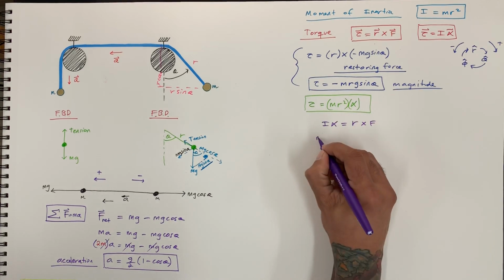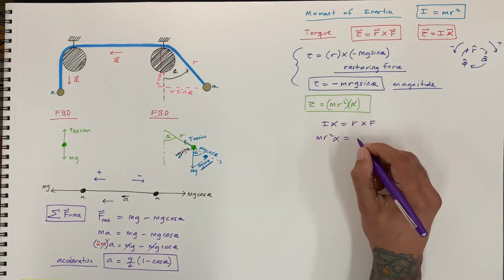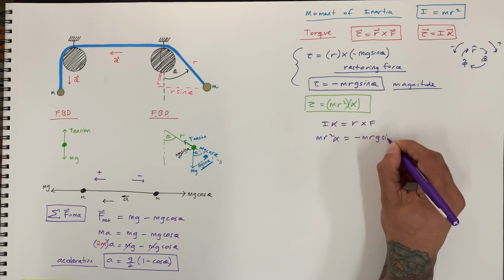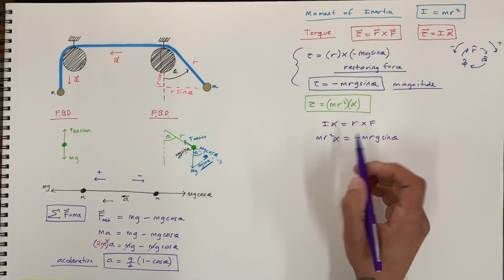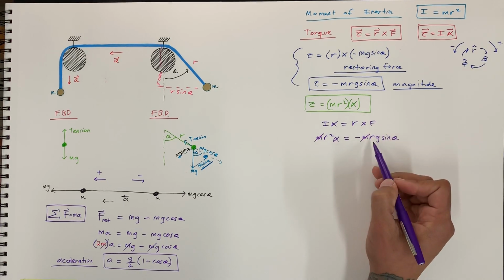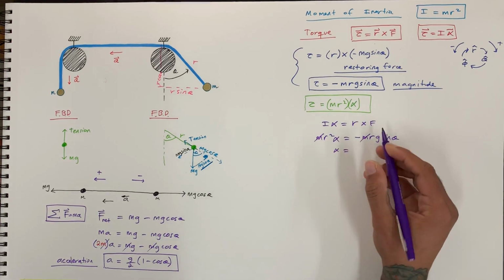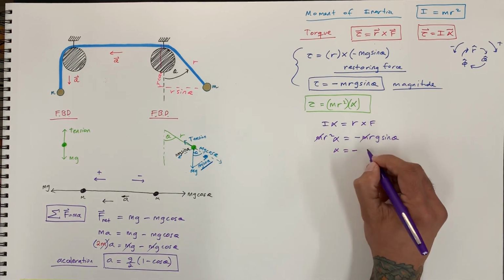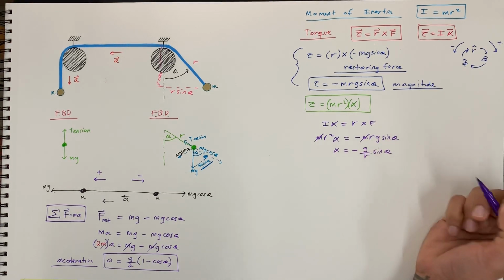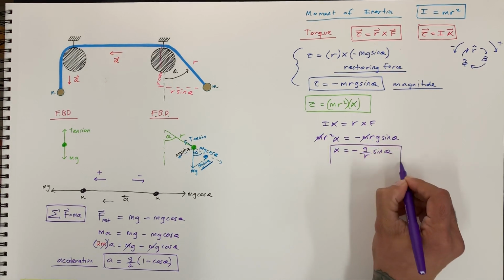We got m r squared alpha equal to the magnitude over here, which is negative m r g sine theta. Okay, we can cancel out the m's, and it looks like we're going to divide by r squared, and we're going to leave an r on the bottom. So minus g over r sine theta, and that's it for this part.